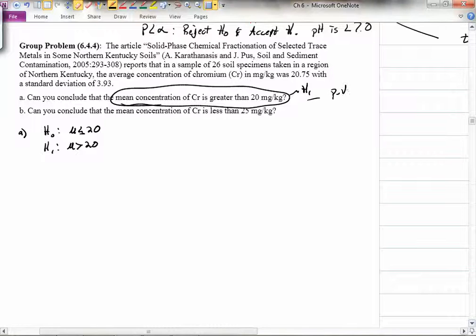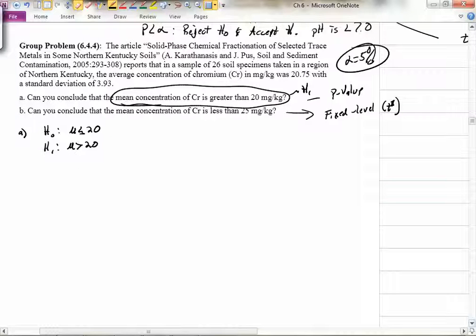For part A, let's do this the p-value way. For part B, do that with the fixed level testing. Right? So that T star business. In both cases, I don't think it tells you, let's make it a 5% level test. Does it say? I don't think it does.